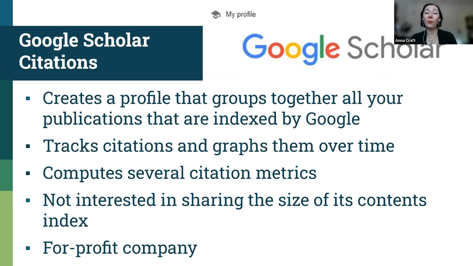So this creates a profile for you that groups together all your publications that are indexed by Google. And for most people, this is going to be probably the largest representation of their work that's available in one of these research identity systems. It will also track citations of your work and graph them over time and compute some citation metrics. They don't share a lot of information, though, about what all and how much is in their contents index. They're a little closed in terms of that. And they are, of course, a for-profit company.